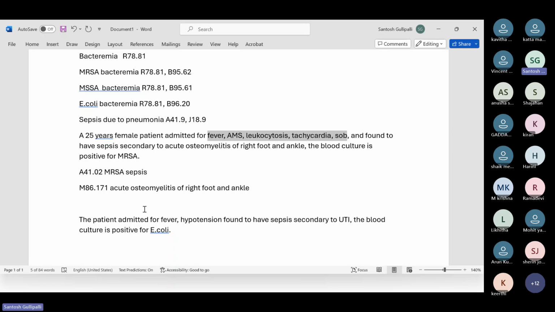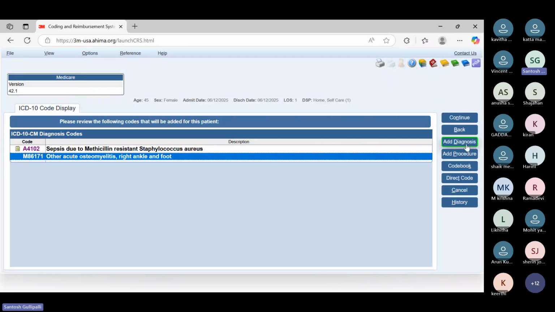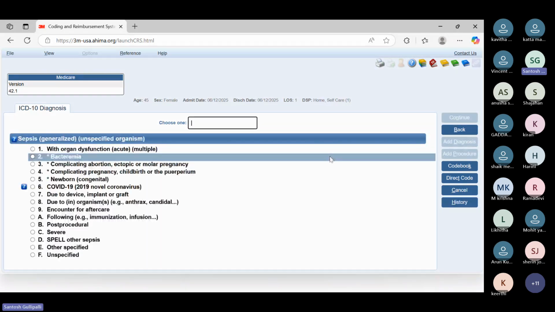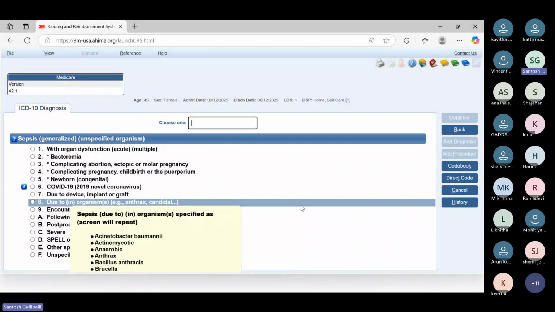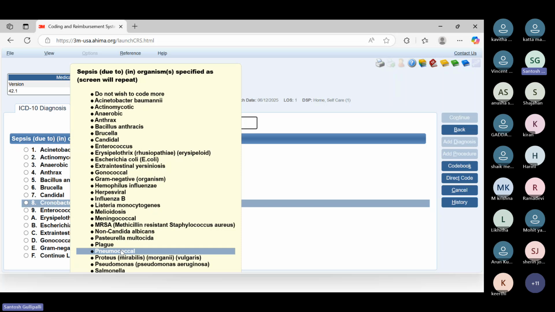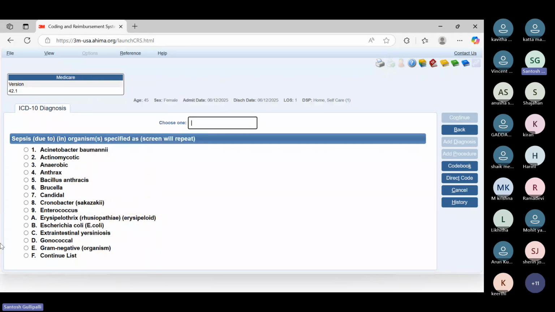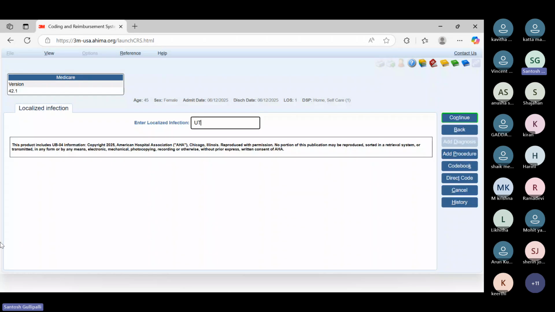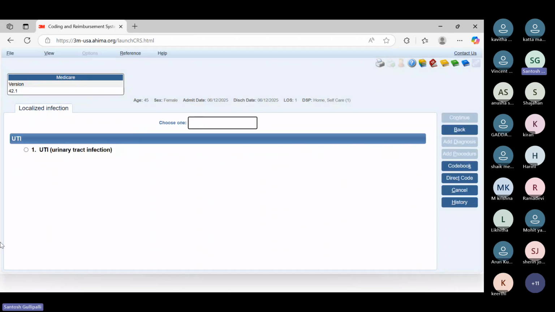Okay, next. So in this example, we can code first E. coli sepsis. Sepsis due to organism, so due to organism E. coli. E. coli means Escherichia coli. So the option is B. Next, do not wish to code drug resistance, no. Then localized infection, option 1. The localized infection is UTI, so the option is 1.